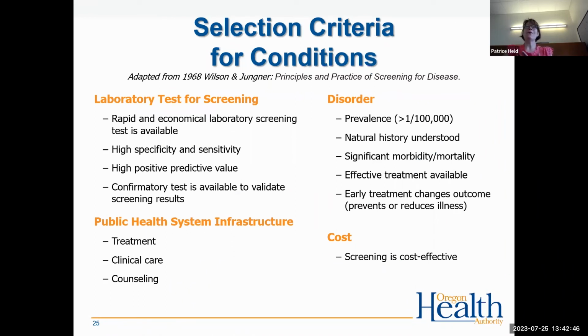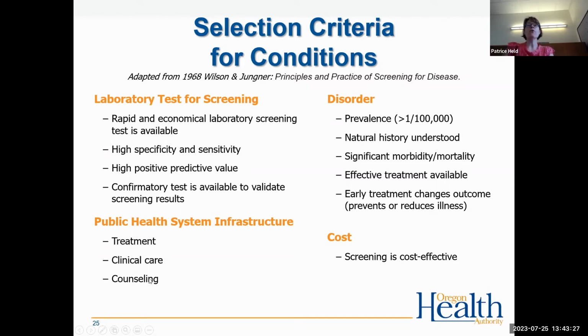So how do we know what diseases are ready for screening? Back in 1968, Wilson and Jungner put together principles and practices of screening for disease. This is a list of items to be considered for screening. Is there a laboratory test for the disease for screening? How rapid and reliable is that laboratory test? What is the positive predictive value of that screening test? And then, in addition to the screening test, is there a confirmatory test available to confirm the presence of disease?